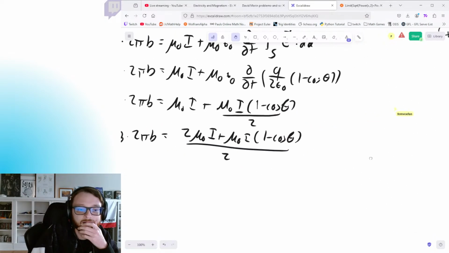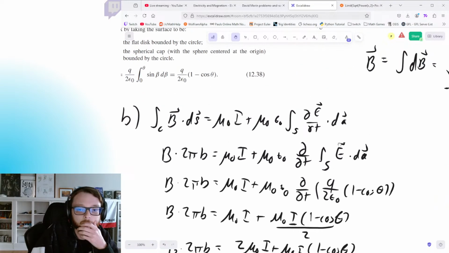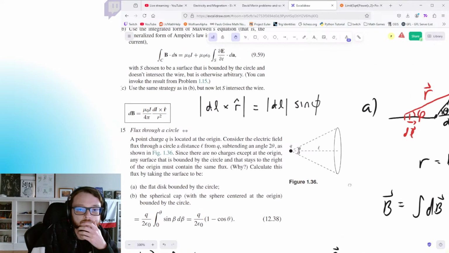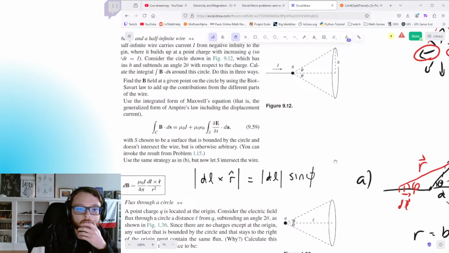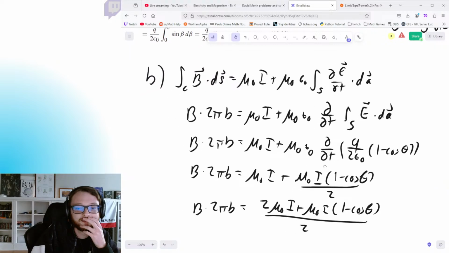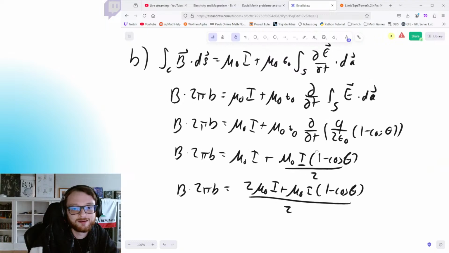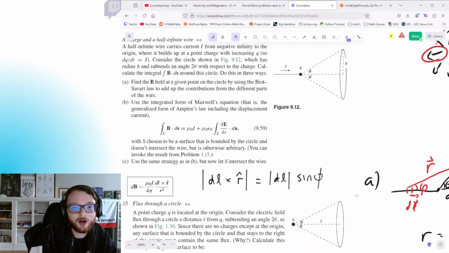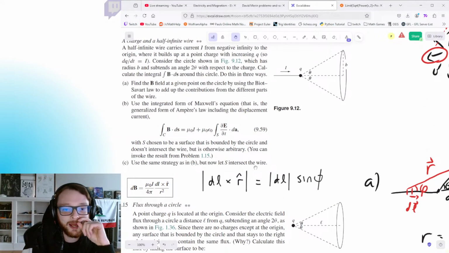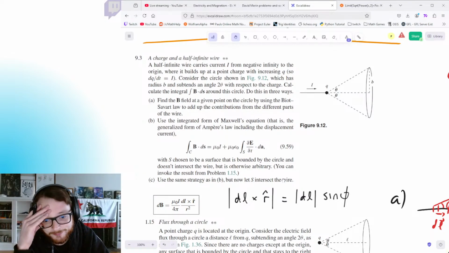Well, wait. If we choose S as a surface that doesn't intersect the wire, then can we just say I is 0 for that? Oh, I enclosed. It's not the same I. Yeah. Is that how that works? Oh, that's the entire point of the problem. I was asking why we wouldn't get 0 if we're not enclosing any current. But that's the entire idea of displacement current.